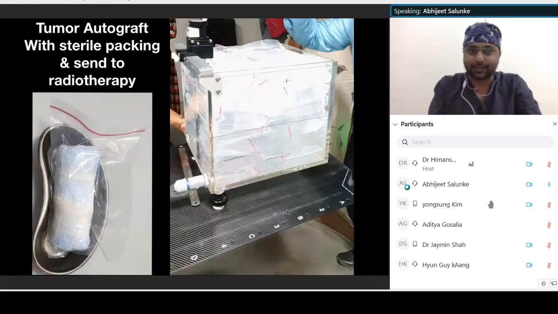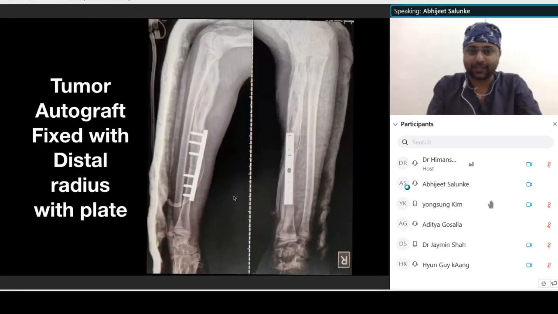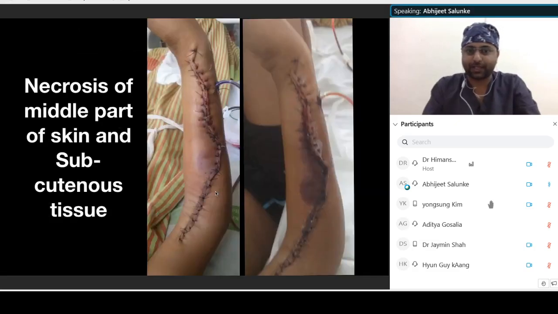So this is the radiotherapy machine. And we put it back again, fixing it with the help of a plate. But we had our set of complications. There was necrosis in this part. We again had to take help of our plastic surgeon.